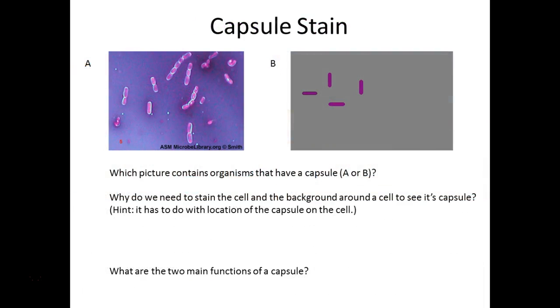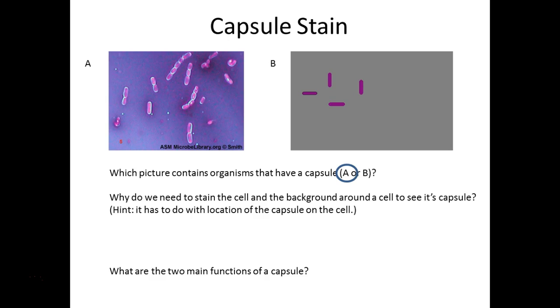So we also did the capsule stain last week. So which picture here has a capsule? A. Why do we need to stain the cell in the background around a cell to see its capsule? Because the capsule, one, doesn't stain, so we can't use one dye and stain that.